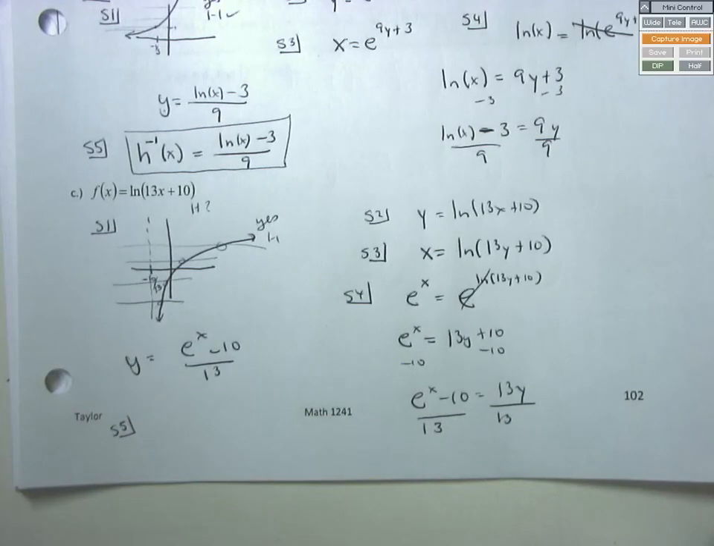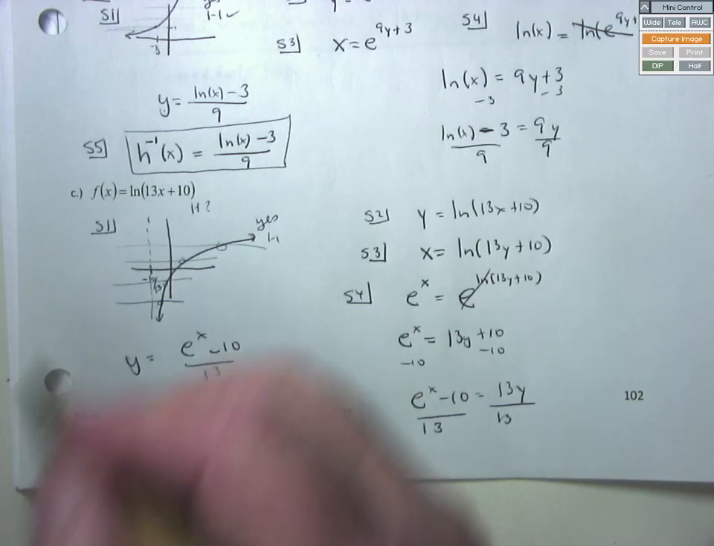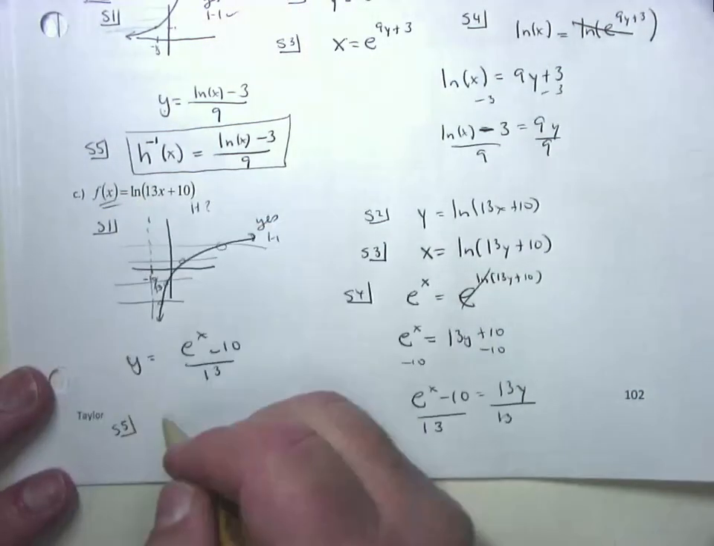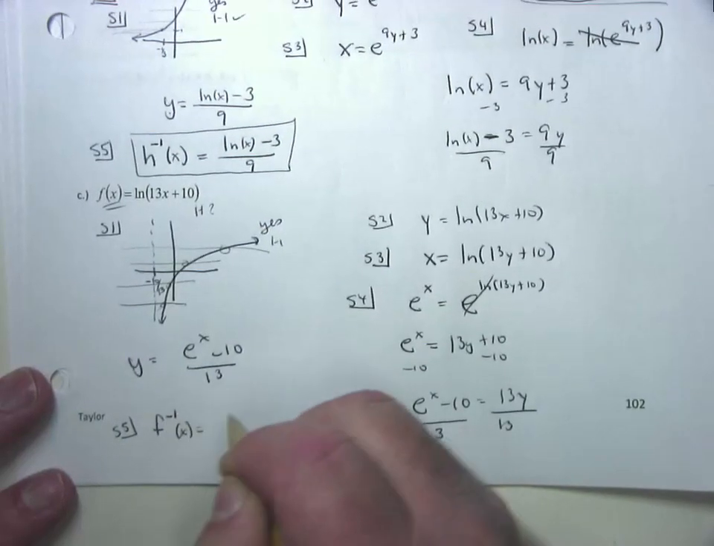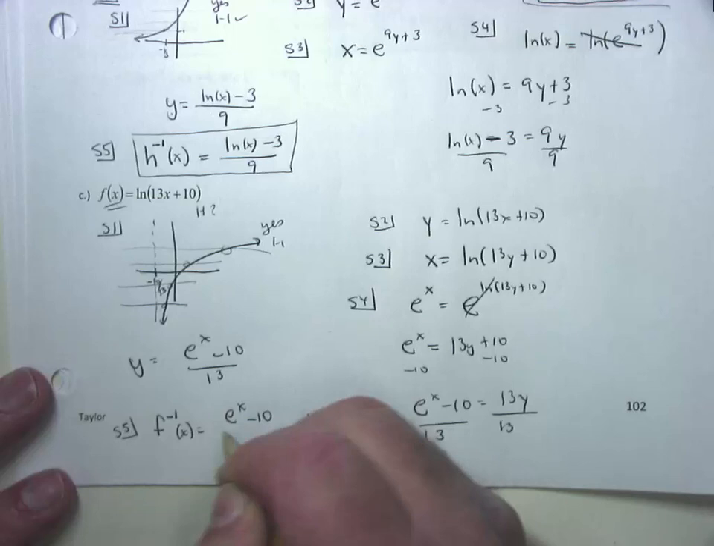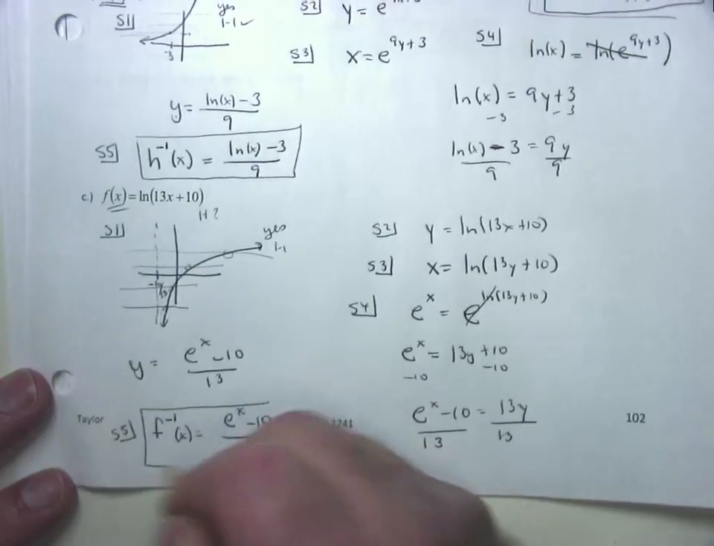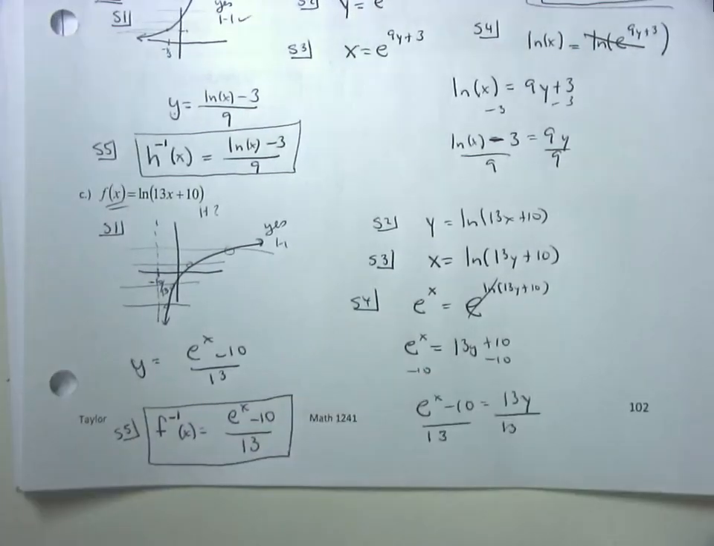And then the last thing I'm going to do is step number 5, which is replace the y with the functional notation. This function was called f of x, so this would be, once again, f inverse of x. That would be equal to e to the x minus 10 divided by 13. Turning functions basically inside out. Does that make sense? Questions?